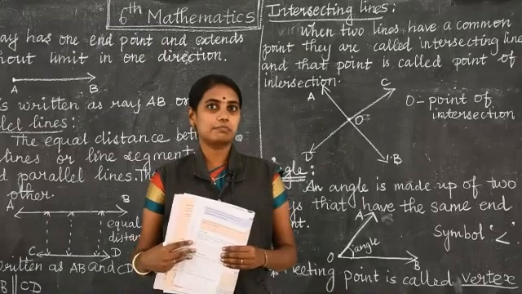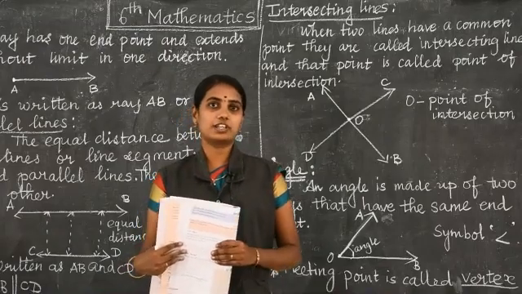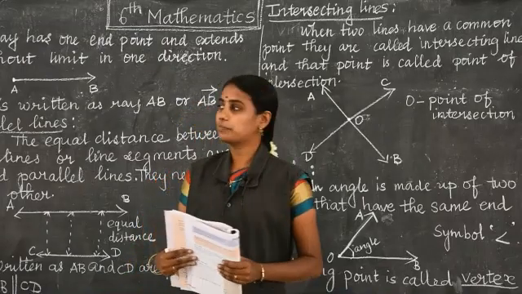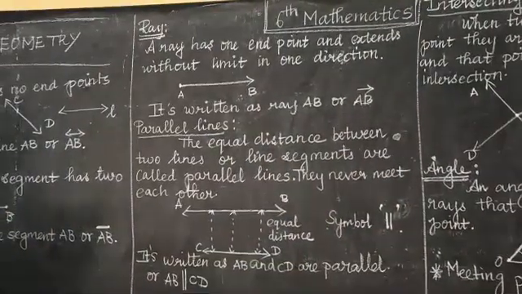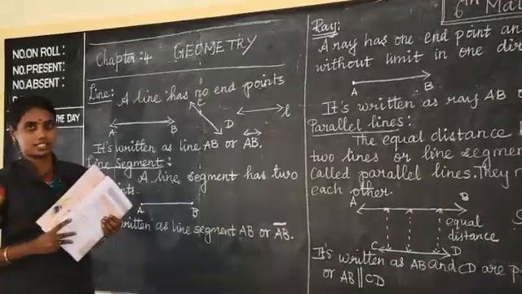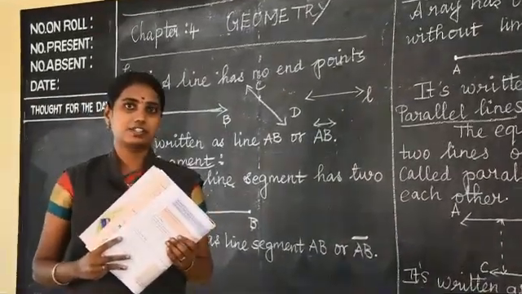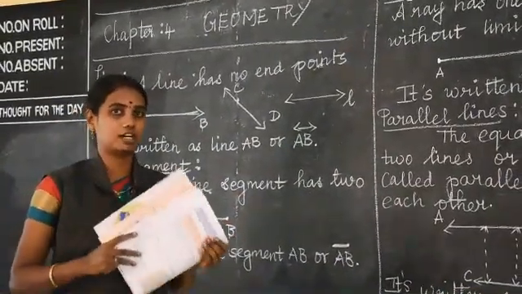Last class we completed chapter 3. Now we are going to see chapter 4. Chapter 4 is geometry. Today we are going to see about lines and angles. Okay, we'll go for the intro about line.